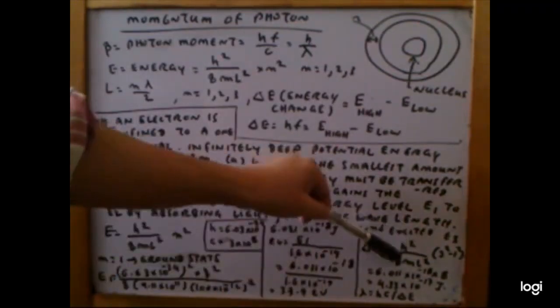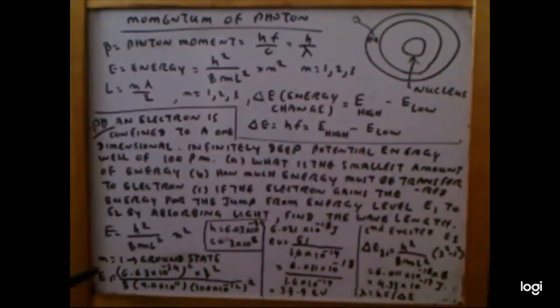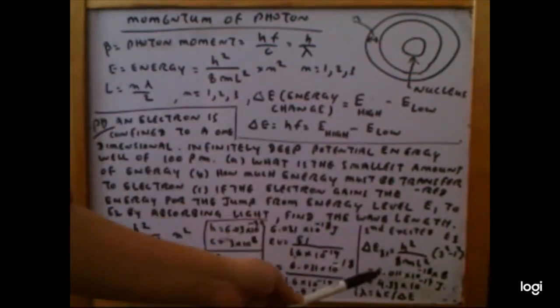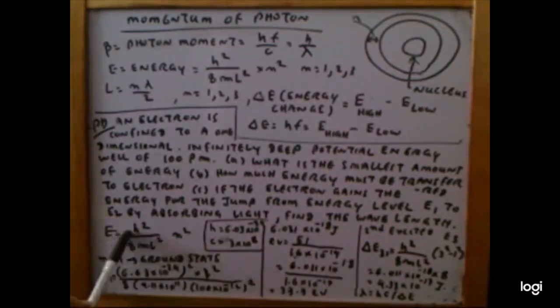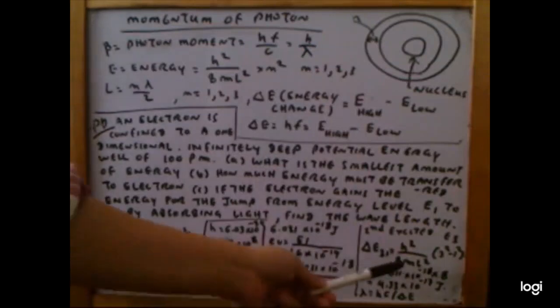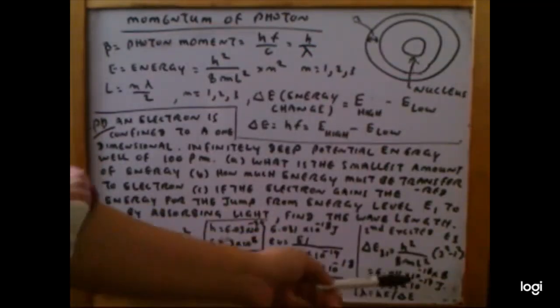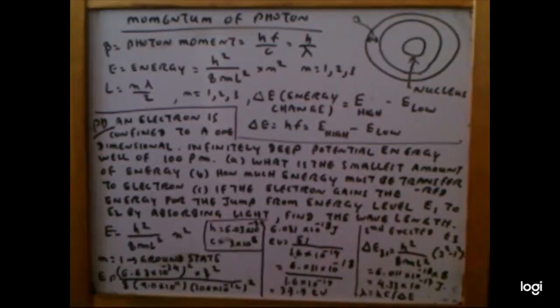It's h squared over 8 m L squared, times 3 squared minus 1 squared. So we substitute h here. h is equal to 6.6 times 10 power minus 34 squared. You substitute the m and L values. So you get 4.133 times 10 power minus 19 joules. So this is the way we can calculate the electron's energy.